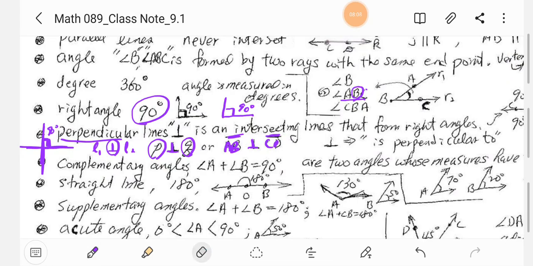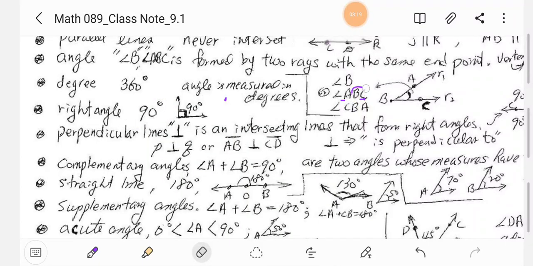Okay, any questions? So keep in mind the perpendicular symbol is really simple like this, and then 90 degrees, we use what? This square bracket. We use the square symbol to indicate the angle is 90 degrees.